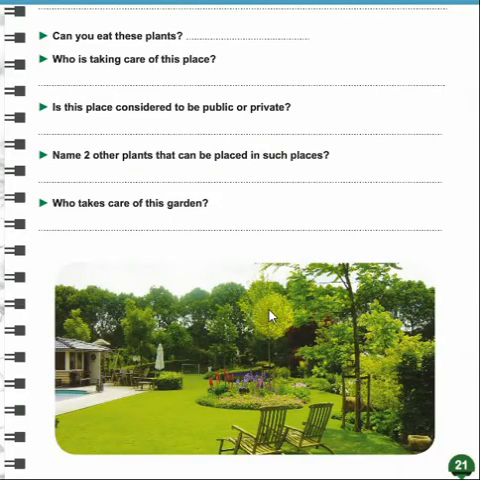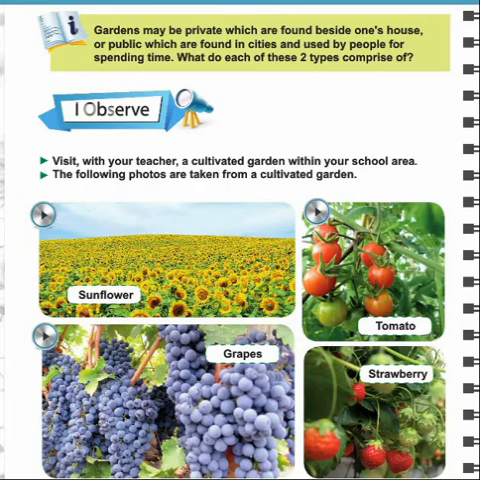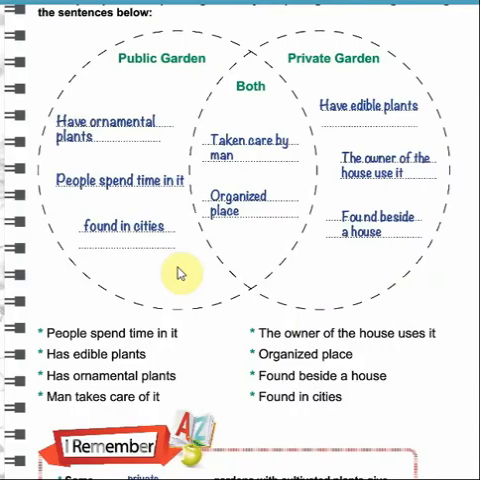This is a private garden. It is specific for one house or one owner and it has edible plants like grapes, tomatoes, strawberries, sunflowers. But both gardens are taken care of by man and are organized places. This is the common between a public garden and a private garden.